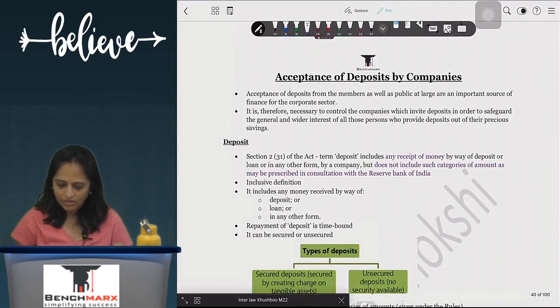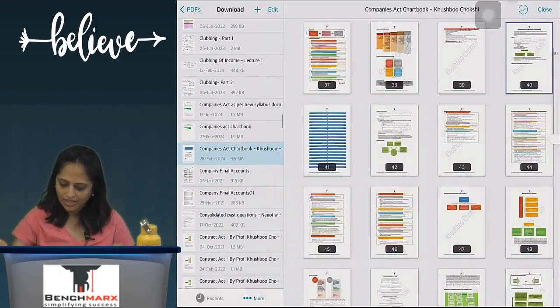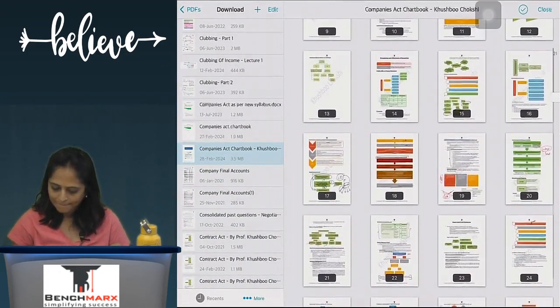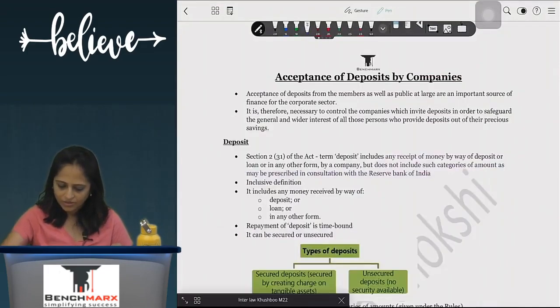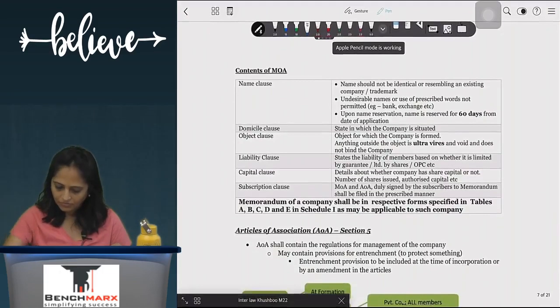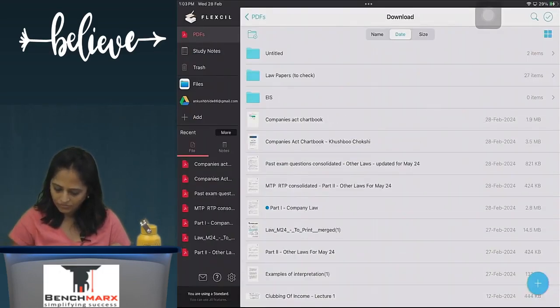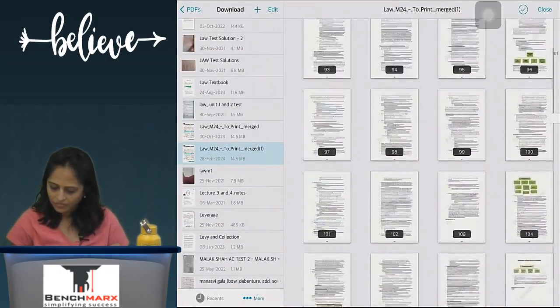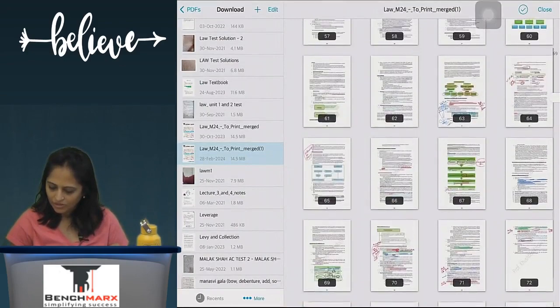we will start with share capital करेंगे आज. वो चार्ट बुक है ये, सॉरी. यस, चालू करेंगे.